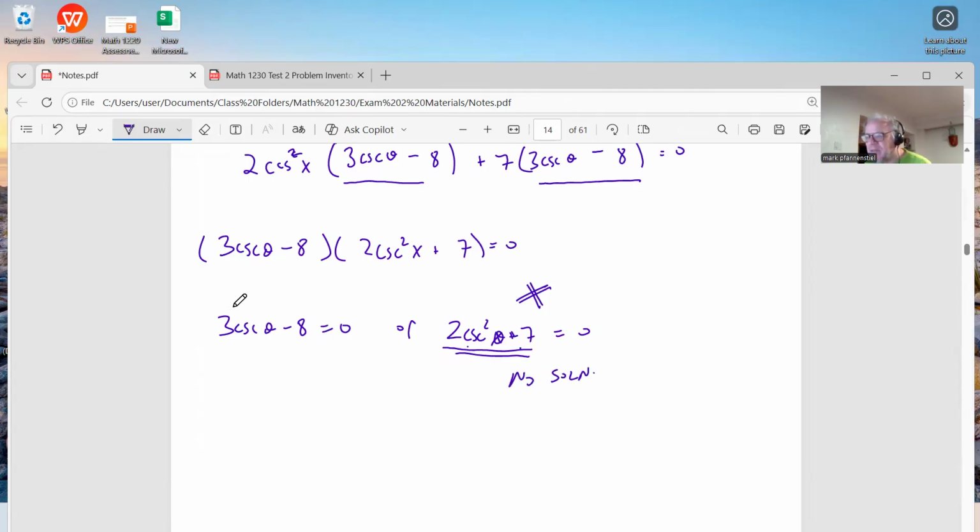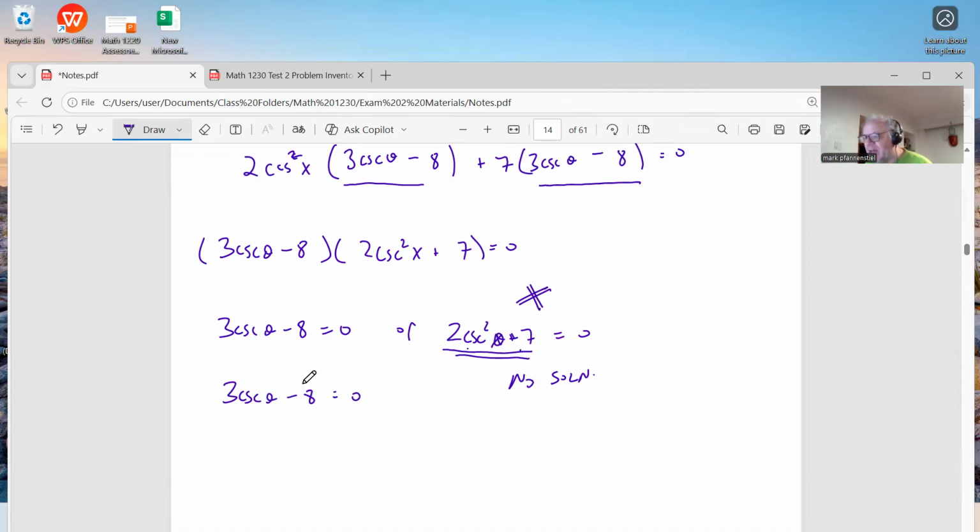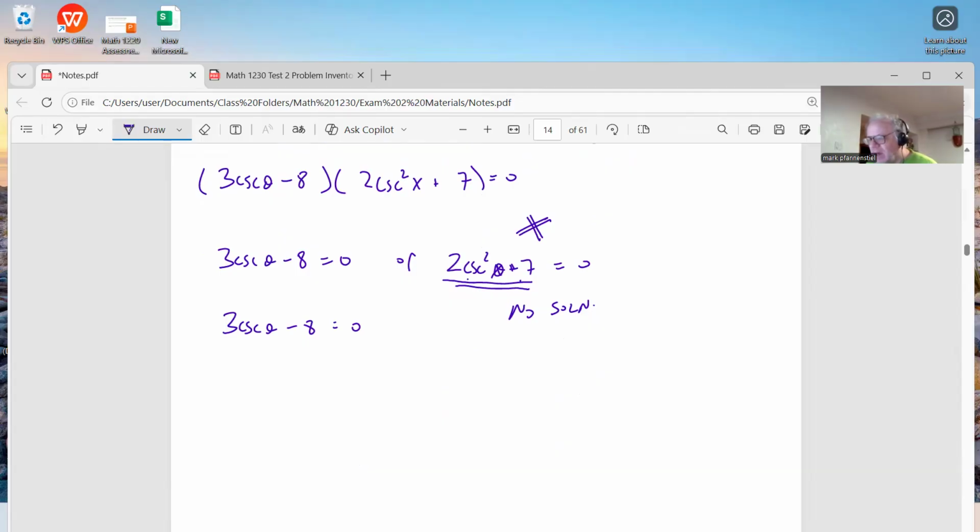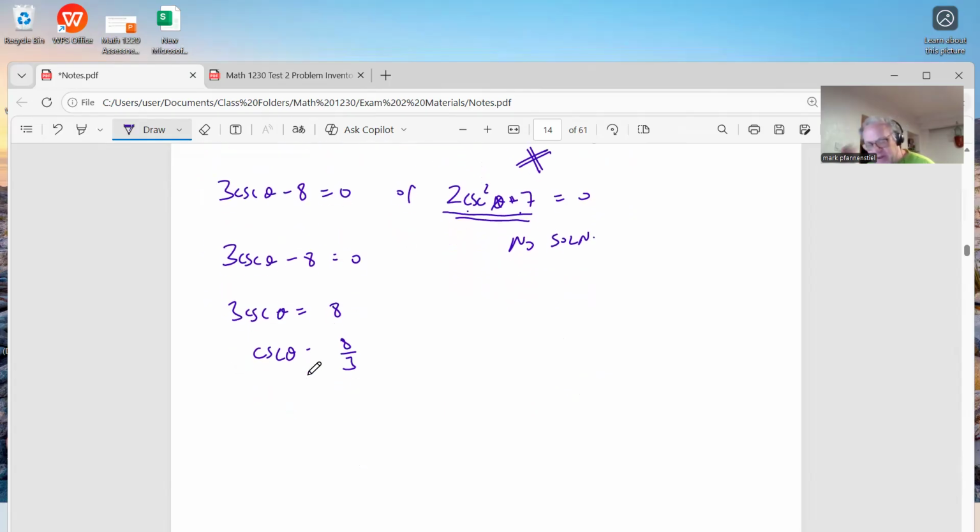And then we're left with 3 cosecant theta minus 8 is equal to 0. Let's go ahead and solve that. So we could say 3 cosecant theta is equal to 8. Cosecant theta is equal to 8 thirds. Now, I go to my calculator and I don't have an inverse cosecant on my calculator. So I'm going to have to say, what is cosecant? It's 1 over sine, so 1 over sine theta is equal to 8 thirds.